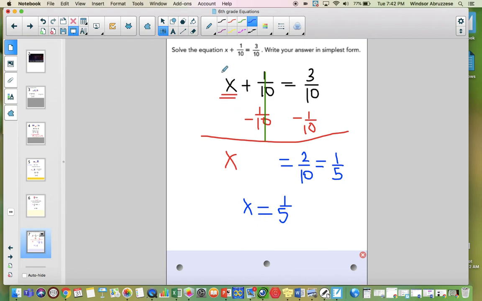Again, you might have known that a 2/10 goes right here from the beginning. But if you do not show your work, you will not get credit. My favorite saying, no work, no credit.